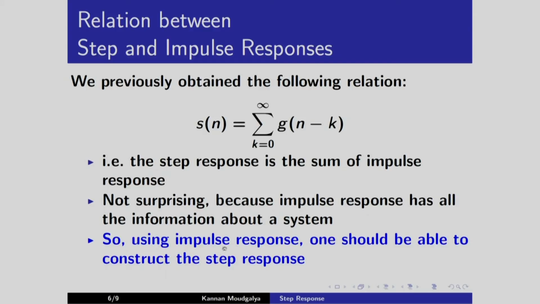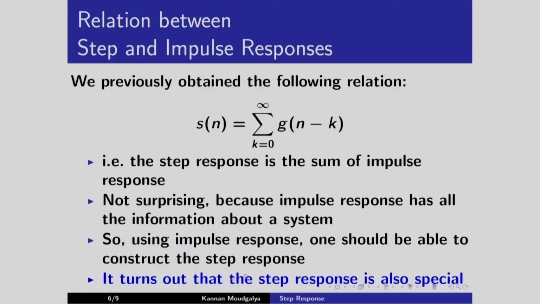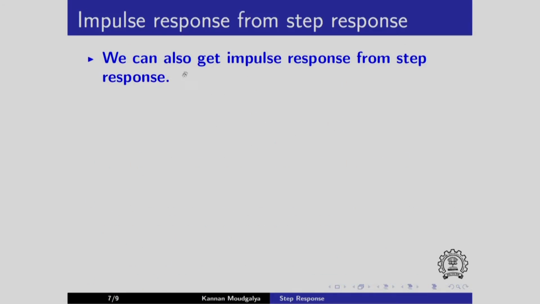So we can construct step response from impulse response, but what is surprising is that step response also is special. So that we will see in the next slide. It turns out that we can get impulse response from step response. How do we show that?